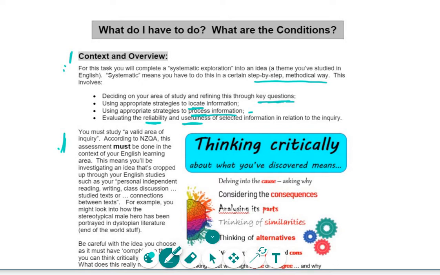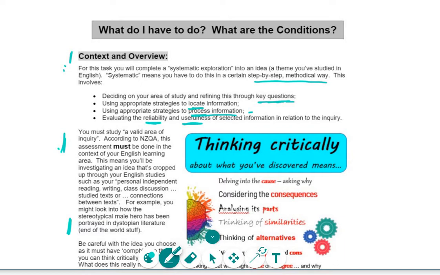According to NZQA, this assessment must be done in the context of your English learning area. So this means you'll be investigating an idea that's cropped up through your English studies, such as your personal independent reading, so that 2.9, your writing, your class discussions, your studied texts, for example, your film, your novel study for the externals, or perhaps something in connections between texts. So for example, you might look into how the stereotypical male hero has been portrayed in dystopian literature. So dystopian literature is end of the world stuff.